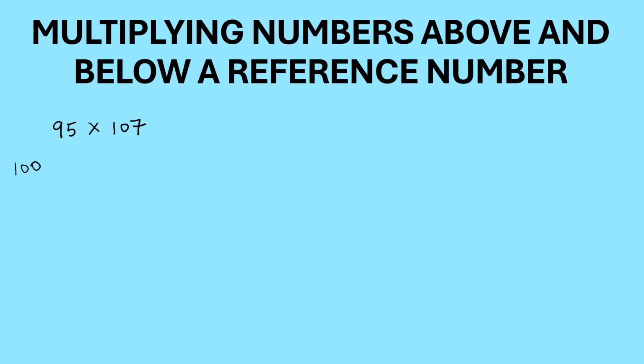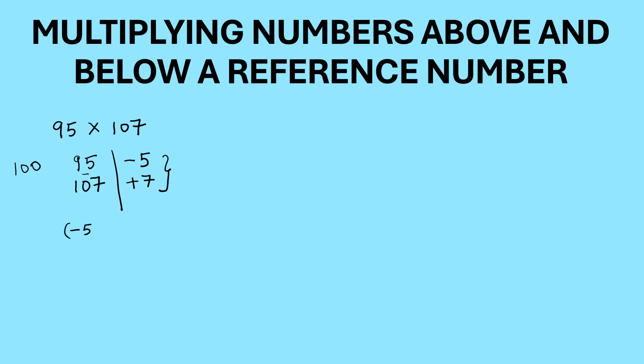To do the multiplication, we write down the numbers being multiplied one below the other. Next, we know that 95 is 5 less than our reference number, so we write down minus 5 next to it. Here the negative sign indicates that our number is less than the reference number. We also know that 107 is 7 more than our reference number, so we write down plus 7 next to it. To calculate the right-hand portion or RHS, we multiply these two numbers.